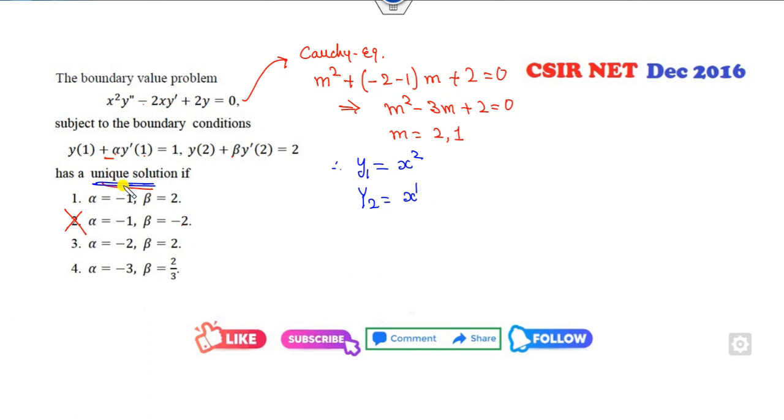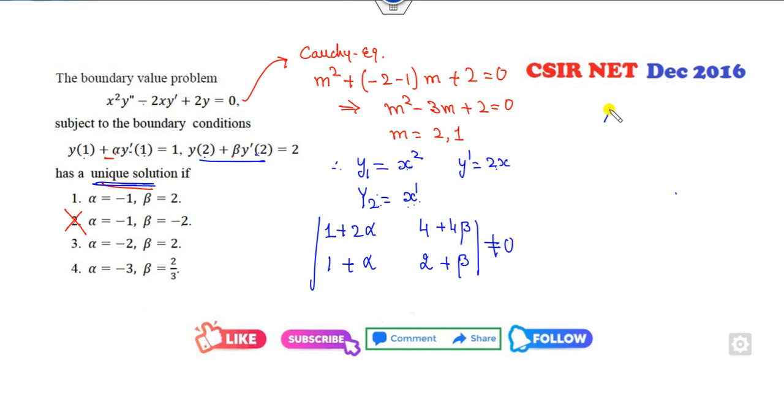Now it has a unique solution. When does it have a unique solution? When this determinant should be non-zero. So what is that determinant? It is the number corresponding to x square and the number corresponding to x raised to power 1, that is x. Firstly, x square at 1 is my 1, then I write 1 plus alpha times the first derivative, where y dash is 2x. So the value of this is 2 times 1 is 2, so 1 plus 2 alpha. Same here: x square at 2 is 4, y dash of 2 is 4, so 4 beta. Same for y2, that is x, at 1 it is 1, derivative is my 1, so 1 plus alpha. For this 2, derivative is my 1, so 2 plus beta. Because whenever you have the system Ax is equal to b, for the unique solution you must have determinant of A non-zero.